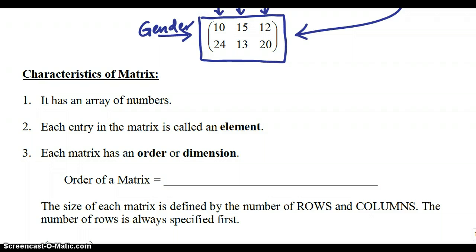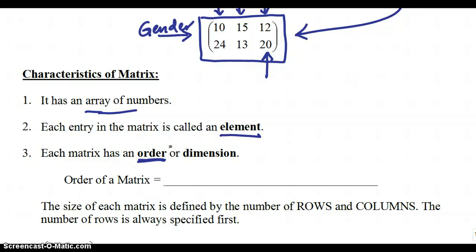So what are some characteristics of matrices? First of all, you note that it is made up of an array of numbers. The numbers are arranged in rows and columns. And each entry in a matrix is called an element. So for instance here, the number 20 is called an element of the matrix. And each matrix has what we call an order, or dimension.